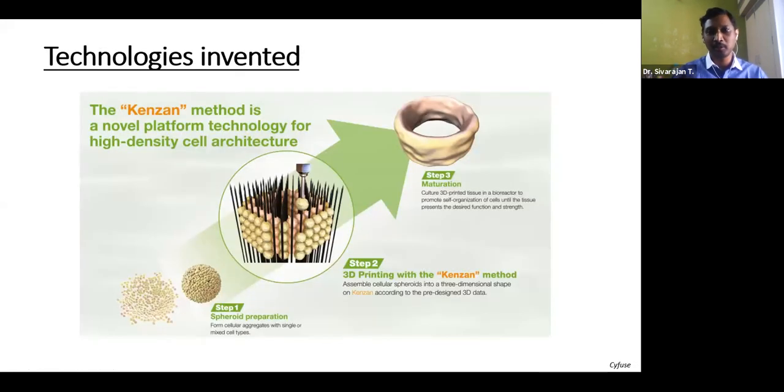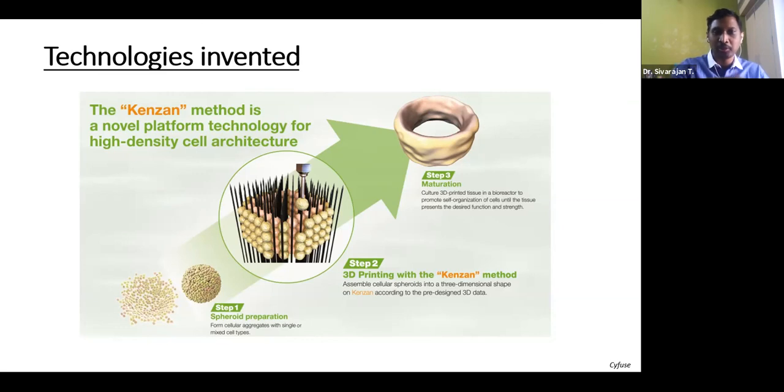One company called Scifuse used an ingenious method. They made spheroids out of hepatocytes, and then to give it a shape, they used a very old technique called Kenzan. Kenzan is basically a base which has needles, and on top of the needles, people were putting flowers, sort of making a buffet, so the flowers will sit on the needles. They modified the same technology where they had a robot pick up the spheroids and put them on the needles to form different shapes.